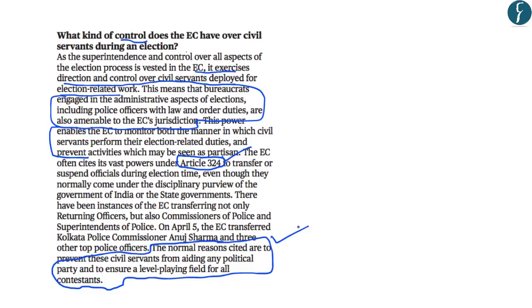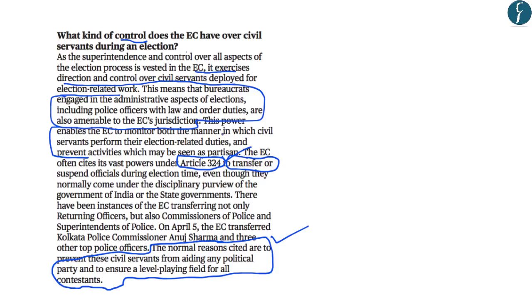So by having the power of monitoring and controlling the bureaucracy or the civil servants during the elections, it tries to conduct the elections in a free and fair manner. And due to these powers from Article 324, the Election Commission many a times transfers and suspends the officials who are found to be involved with the political parties.